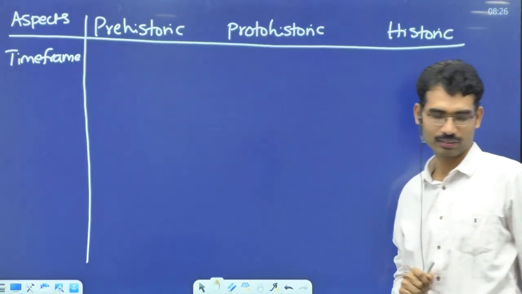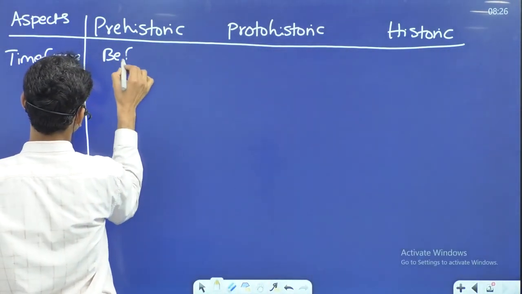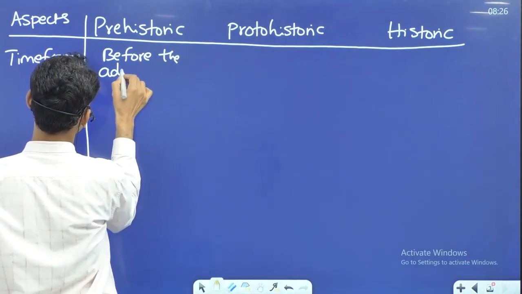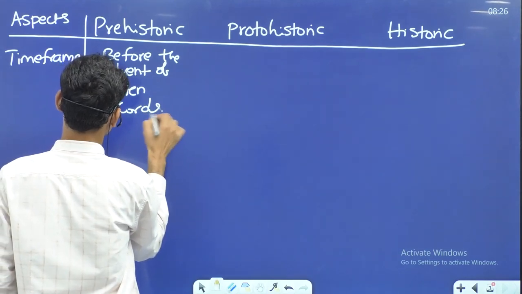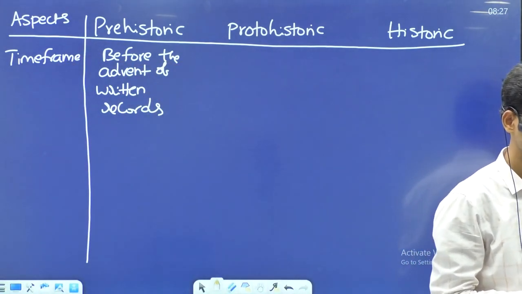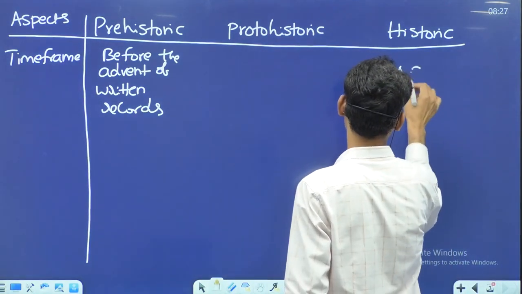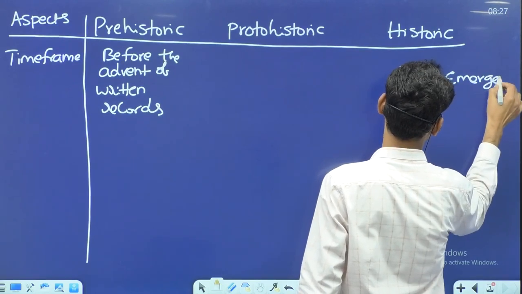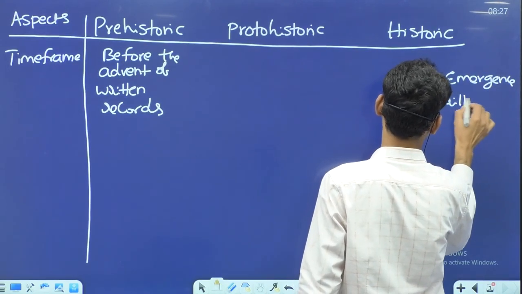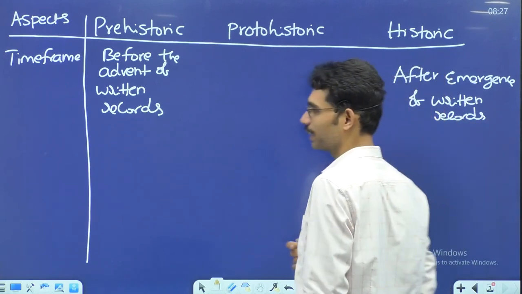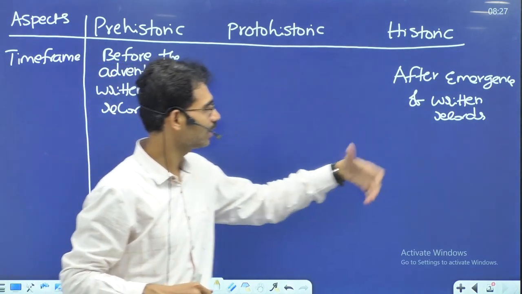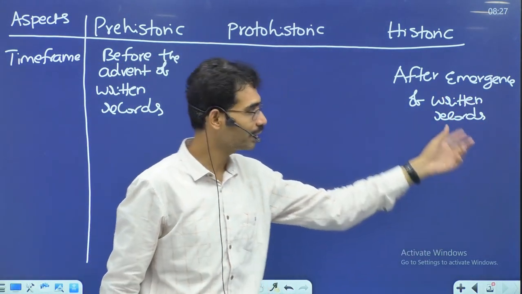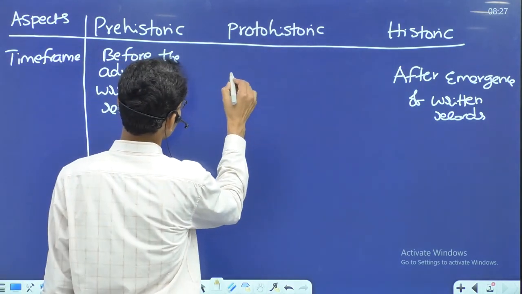In prehistory, you write, before the advent of written records. Then this is after the emergence of written records. That's why we consider the Vedic time period as historic, because we study the Vedic period from the Vedas. Vedas are literary evidence; we study that particular time period from them. And this is the transition period.